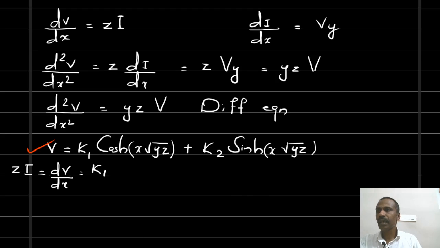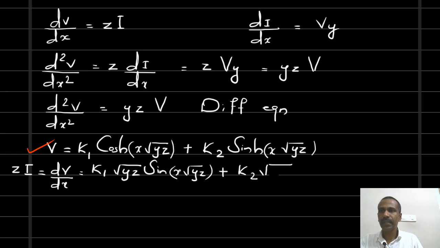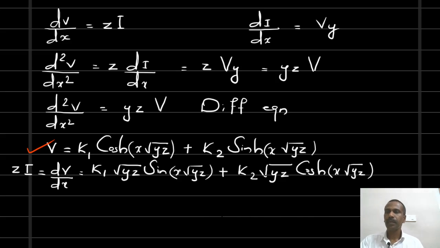So the differential term is k1 into differential of cosh(x root of yz), where root of yz is constant, into sinh(x root of yz), plus k2 into differential of sinh(x root of yz). Root of yz is constant, so it becomes cosh(x root of yz) into root of yz. Here the variable is x, that's the distance of the line from the receiving end.